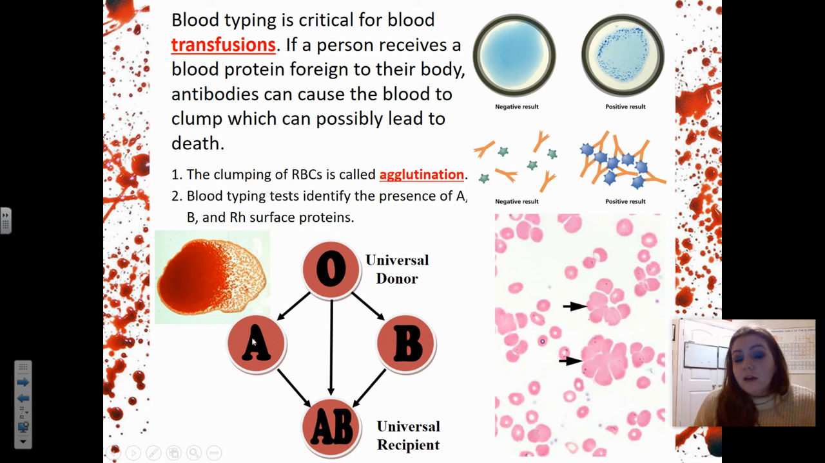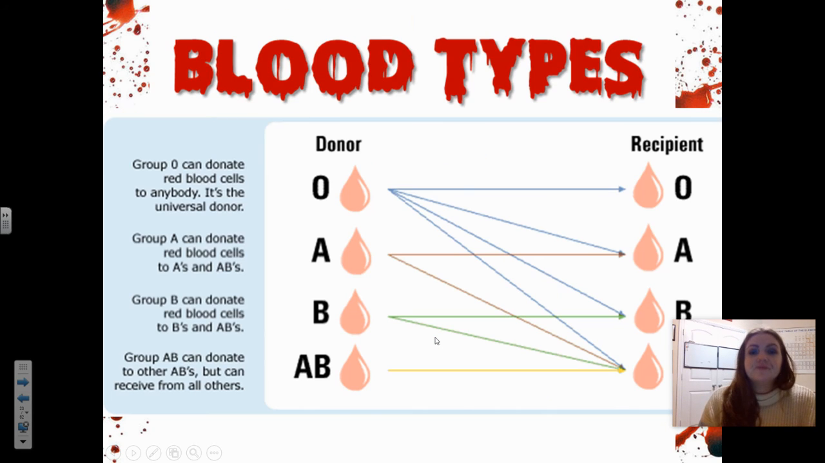But if you're type A, you can only get O, because everyone can take O, or A. So it can get A or it can get O. That's it. Same thing with B. It can get B or it can get O. Same kind of chart, just a different way. O can give to everybody, but the only person who can give to O is O. So O can only get from O, but O can give to everybody.